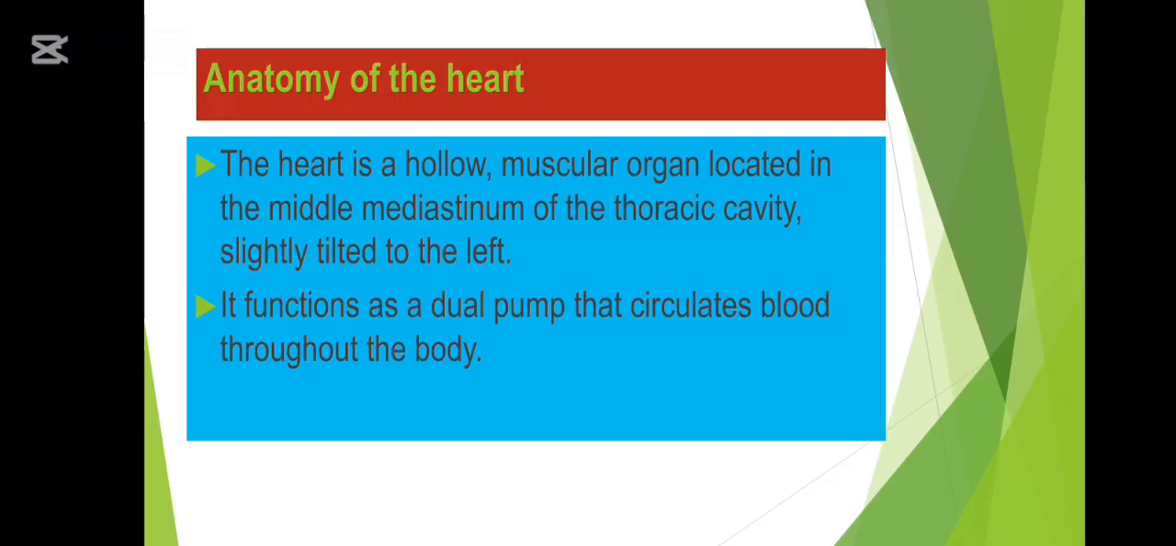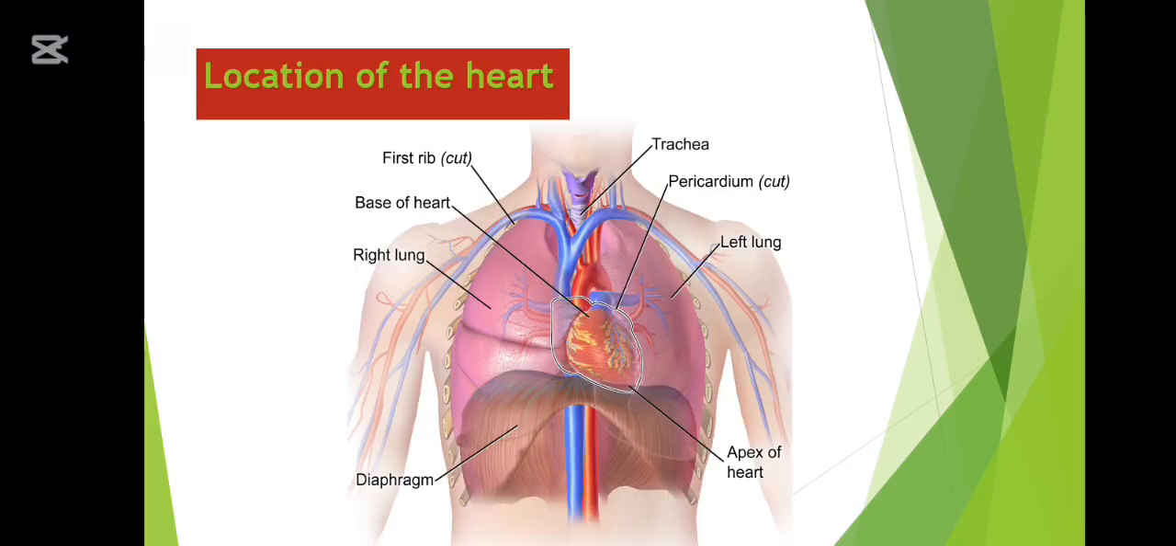One part is involved with the deoxygenated blood, and the other part is involved with the oxygenated blood. So when you look at the location of the heart, we are saying it is in the mediastinum and tilted slightly to the left. As you can see, the position of the heart is in the thoracic cavity.